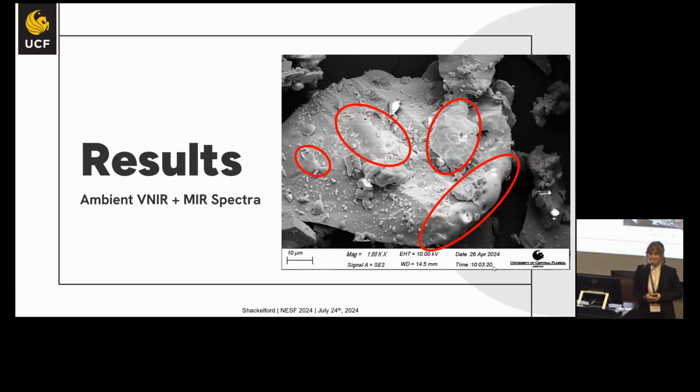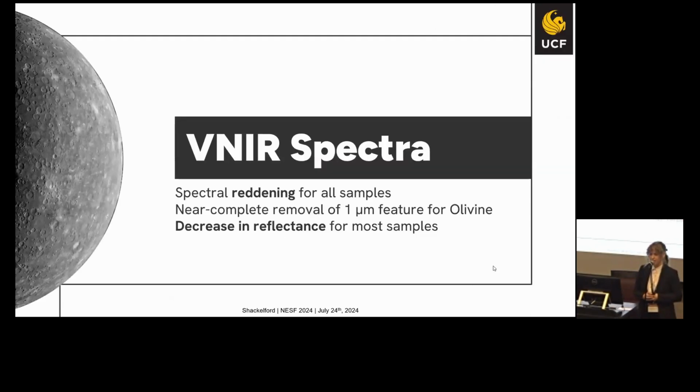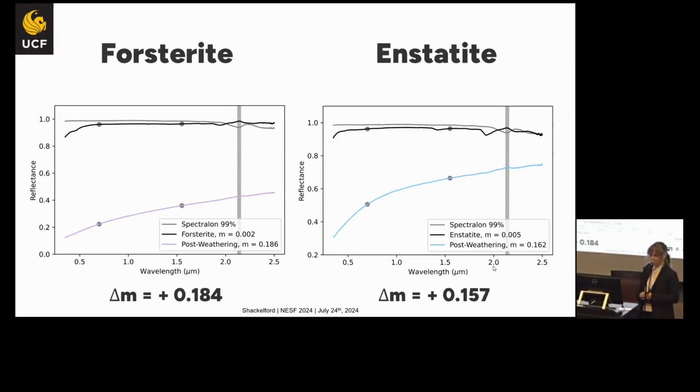So results, I would show you some SEM images that are really cool and show you all of this melt and really awesome things that are proof of the physical weathering, but we only have time for spectra today. So we'll get into our visible to near infrared spectra first, the standard space weathering picture. We see spectral reddening for all of our samples, as well as a near complete removal of the 1 micron feature for olivine. And we also see a decrease in reflectance for most samples.